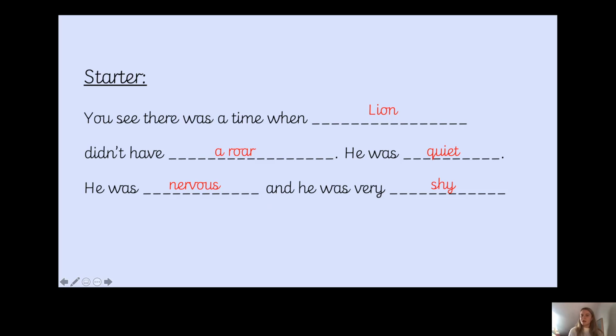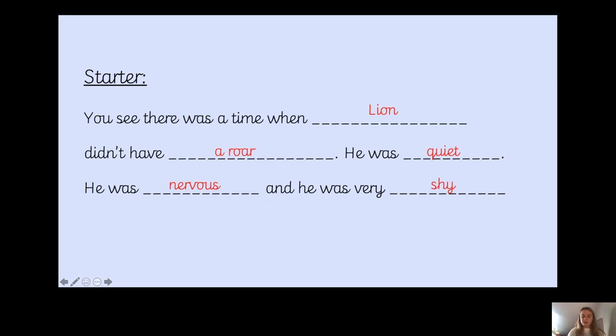So there we go. You see, there was a time when Lion didn't have a roar. He was quiet, he was nervous, and he was very shy. So there's my introduction, and I'm sure you've all written brilliant introductions as well. And I can't wait to hear them when we get back to school. So now let's move on to our learning for today.